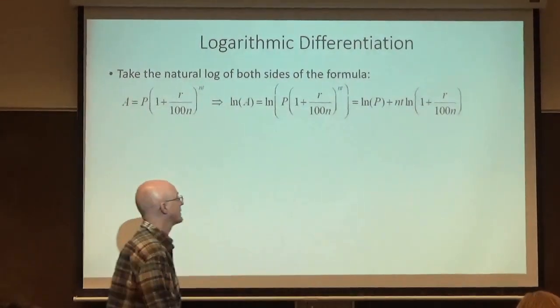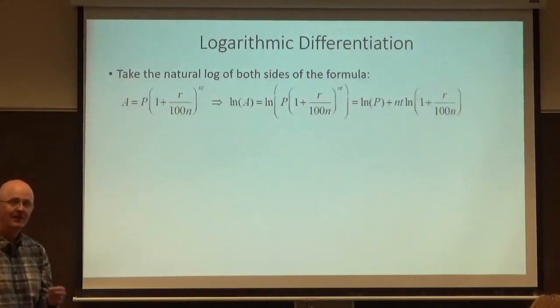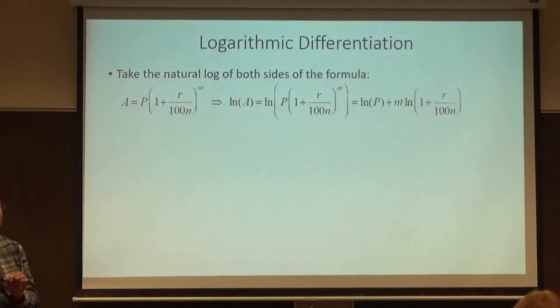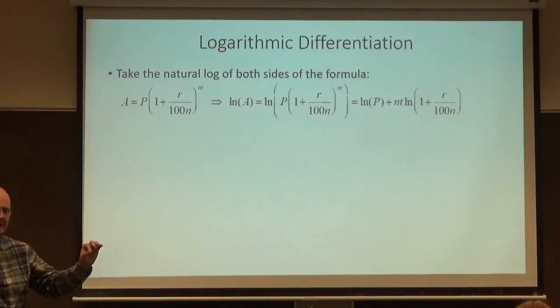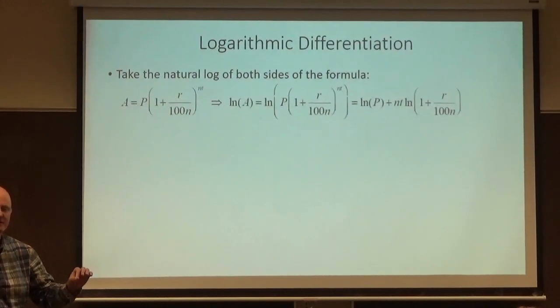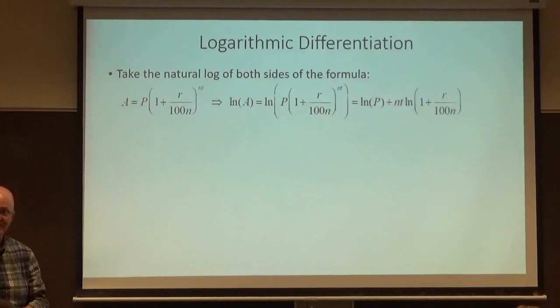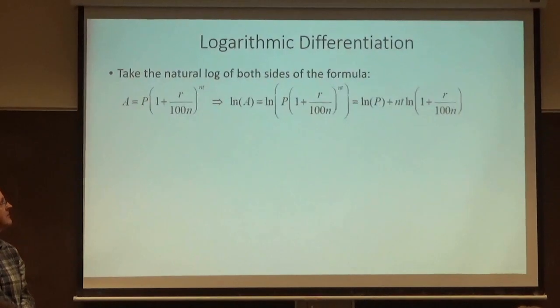Now differentiate with respect to n, which is a little funny here, though, because n technically is a discrete variable. 1, 2, 3, 4, 5, 6, 7, etc. We don't typically think of having 8.27 compounding periods per year. But we could, if we wanted to. We could pretend n is a continuous variable. Then it would be something we can differentiate with respect to.